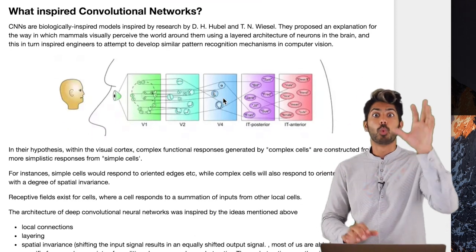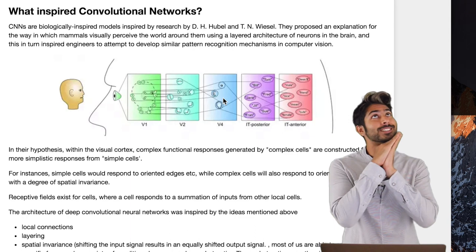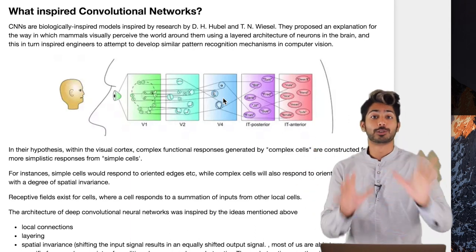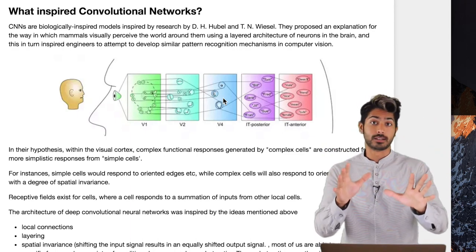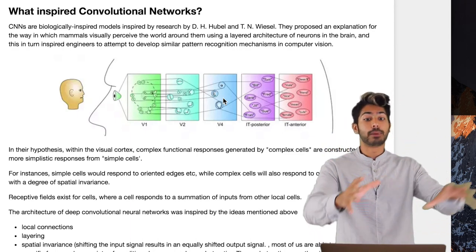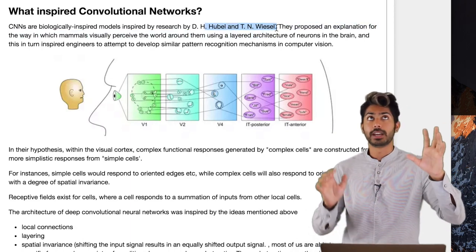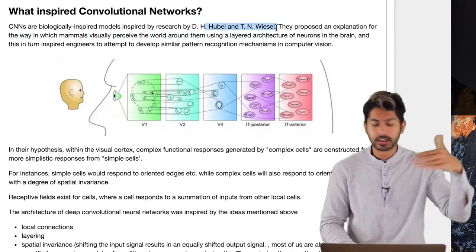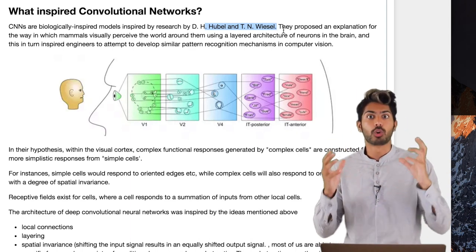So let's start off with what it's inspired by. Well, it's inspired by Jan LeCun, the genius. No, it's not. Jan LeCun is a director of AI at Facebook. He's a total G. He was inspired by these original two guys right here, who published a paper in, I think, the 60s or 70s, on the mammalian visual cortex.